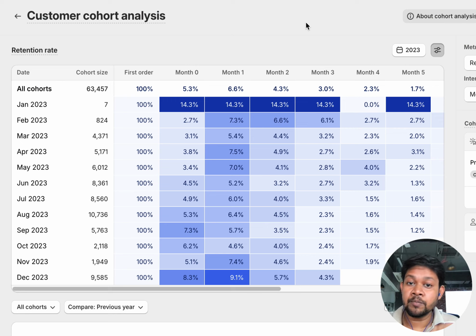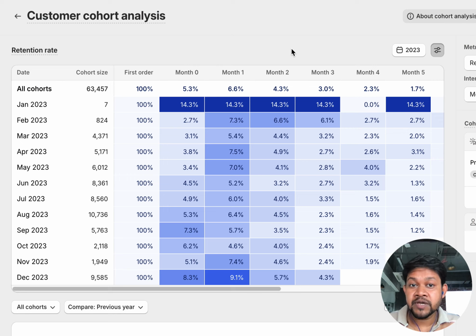I hope you're getting my point. This is how you need to read cohorts for every product, to identify which product has the potential to be your next best product.